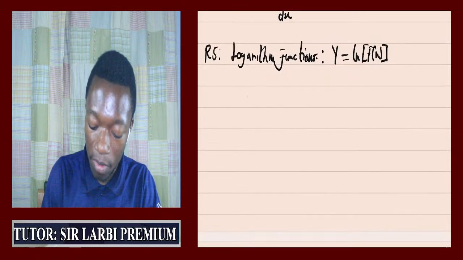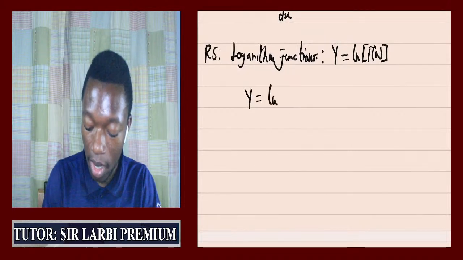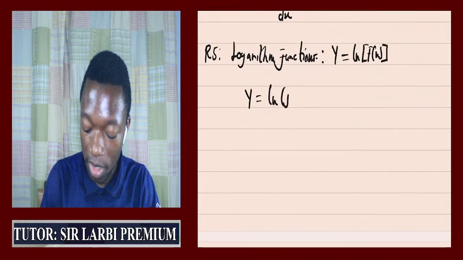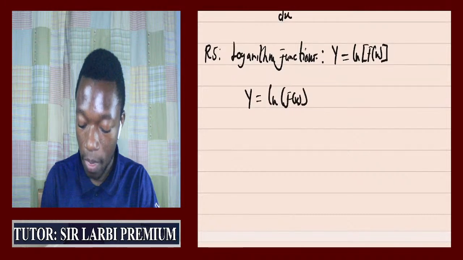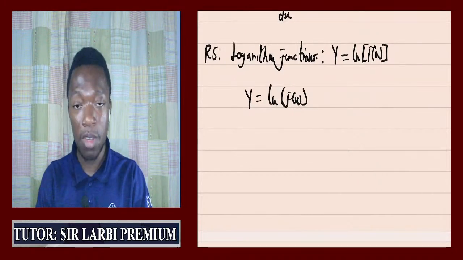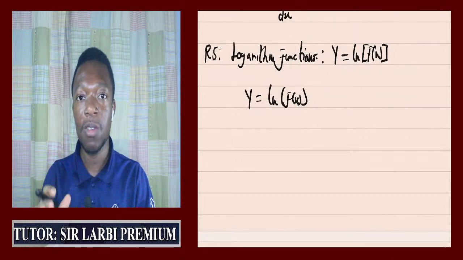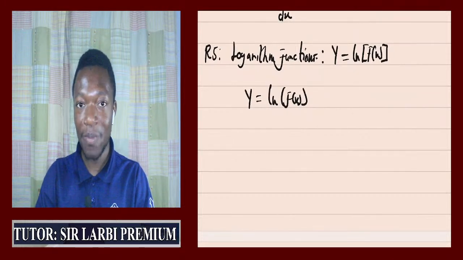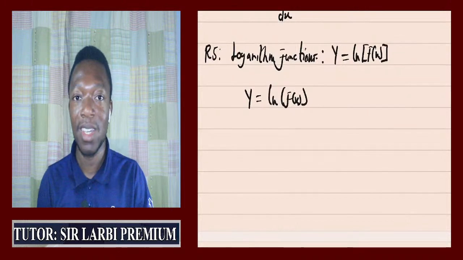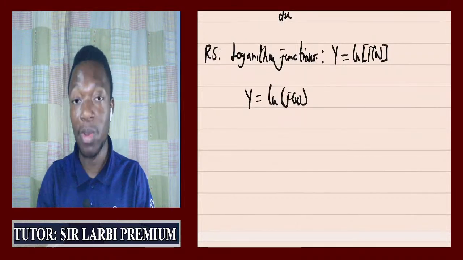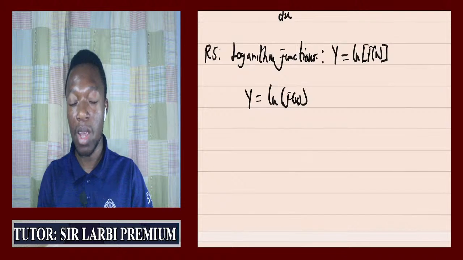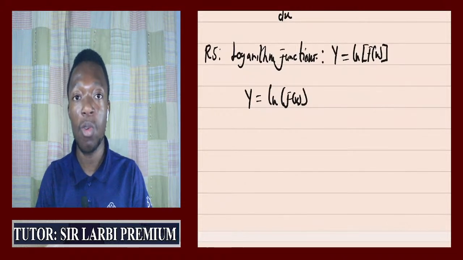If you have a log function like y is equal to ln of a function f of x, it's pretty simple to differentiate. All that you want to do is differentiate the function given in the question. After that, you divide the result by the original function, and that will get rid of the log, and we get the differential of a log function.